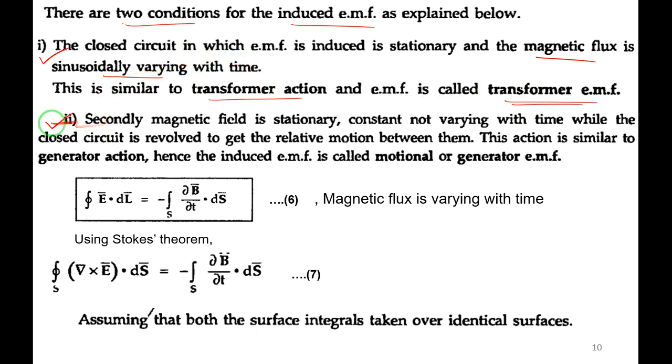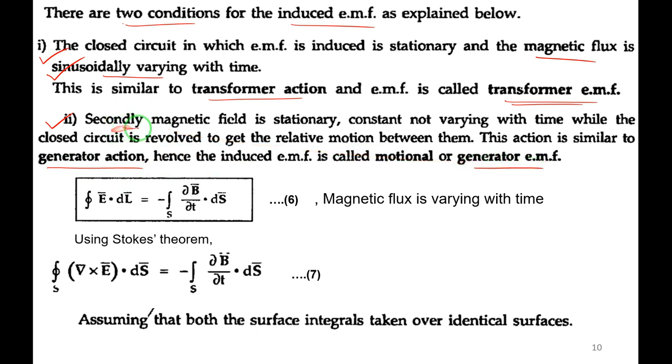Okay, now the second. We will make use of the first condition in the derivation. Secondly, the conductor will move in the stationary magnetic field. The magnetic field is fixed. Let us consider the permanent magnet, and the conductor will revolve. So if the conductor is revolved, this will come. This is the generator action, and this EMF we call generator EMF.